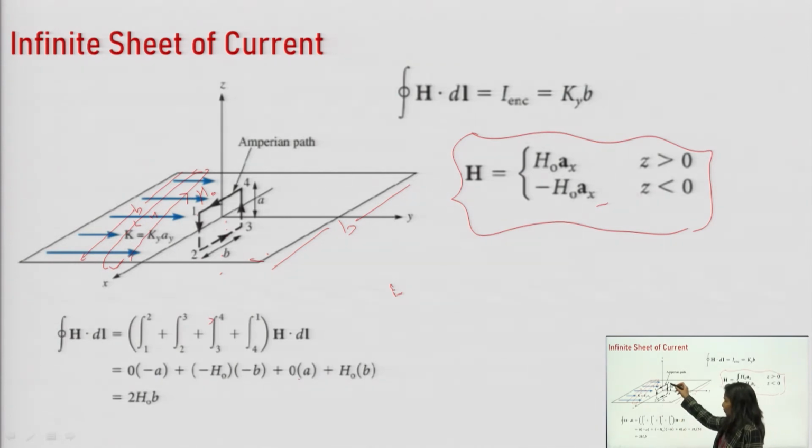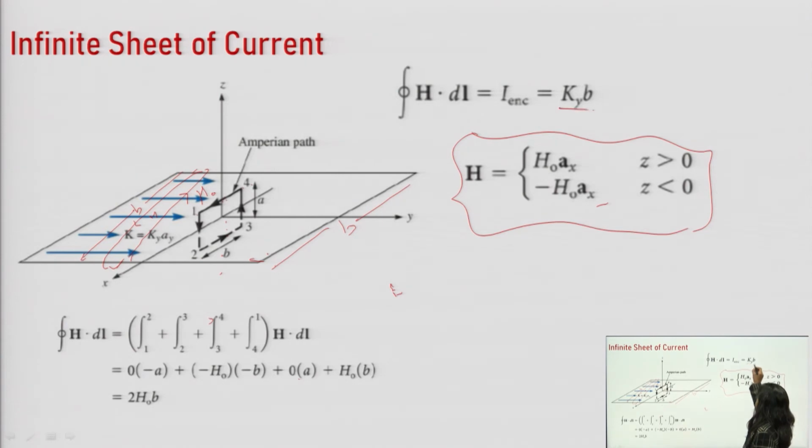Further, if we move from 4 to 1, the value of H on this side is H naught a_x, since this point lies on the z greater than 0 side. So the magnetic field intensity is H naught, and the distance from 4 to 1, the value of dl here, will be b. After simplifying, we get 2 H naught b. This is the value of H dot dl, the left hand side.